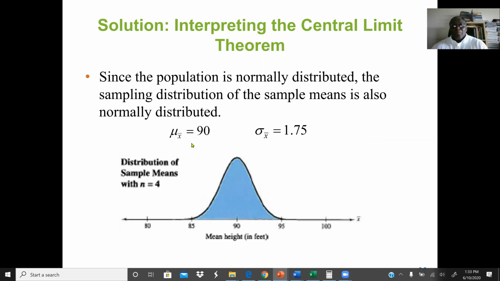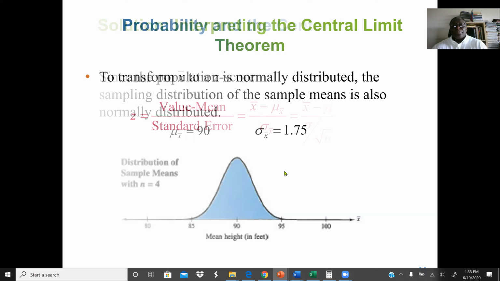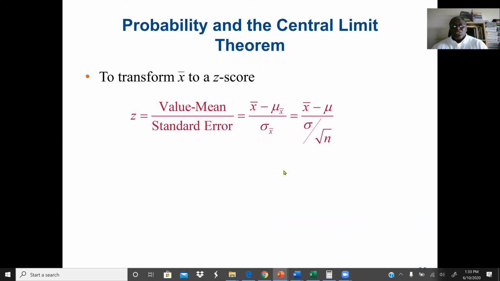So here we know the mean, and we know the standard deviation of the sample mean. So next is to transform the X bar to a z-score. So this will be the value minus the mean, divided by the standard error. So we get X bar minus mu, where X bar is the sample mean, divided by the standard deviation of the sample mean.